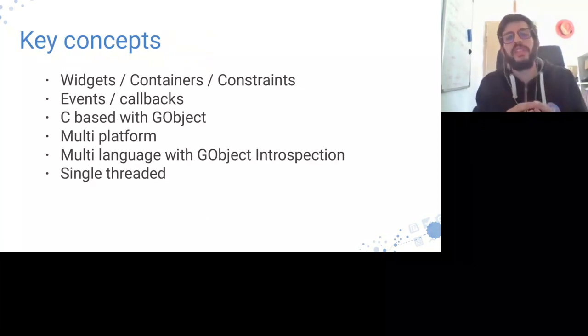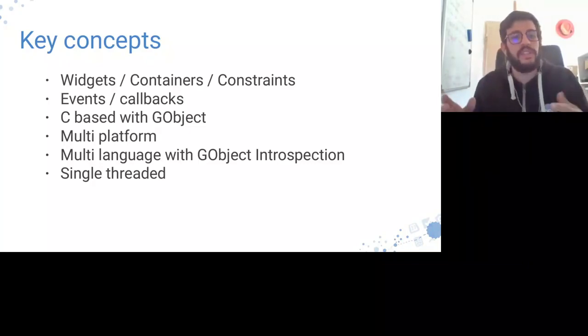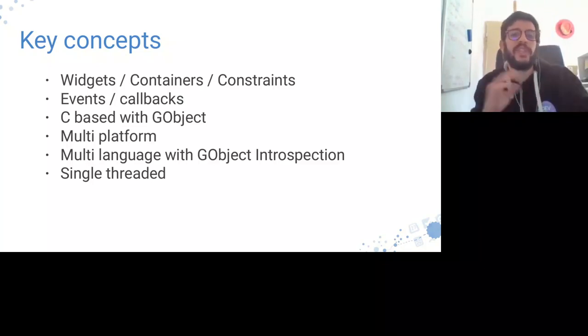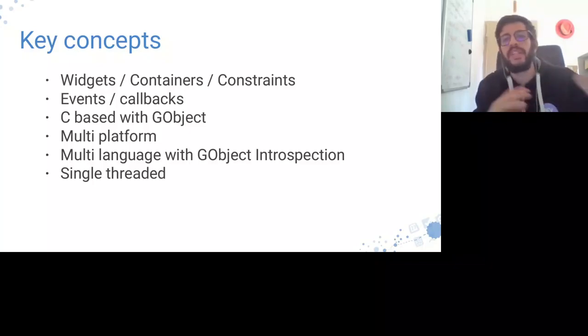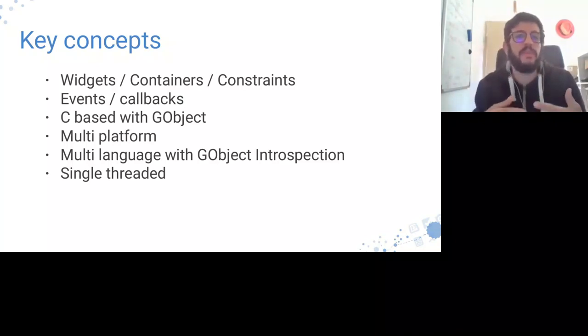So the key concepts of GTK are the widgets, so the objects on the interface, the containers, which are also widgets, but they are able to contain other widgets, and then the constraints, the mathematics involved in allocating space between the widgets and all. GTK is an event-based toolkit in the sense that you need to code thinking of what happens when a person clicks a button. Then you need to connect it to a callback to have a reaction to that event. So this is something that is going to be much more evident with the practical example.